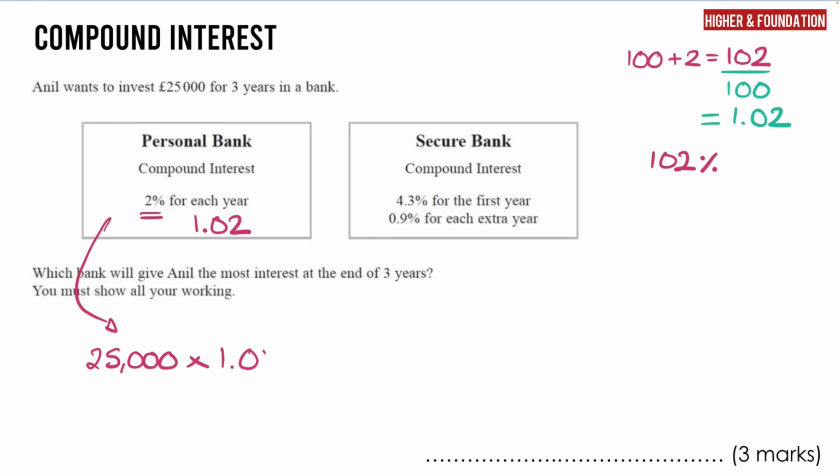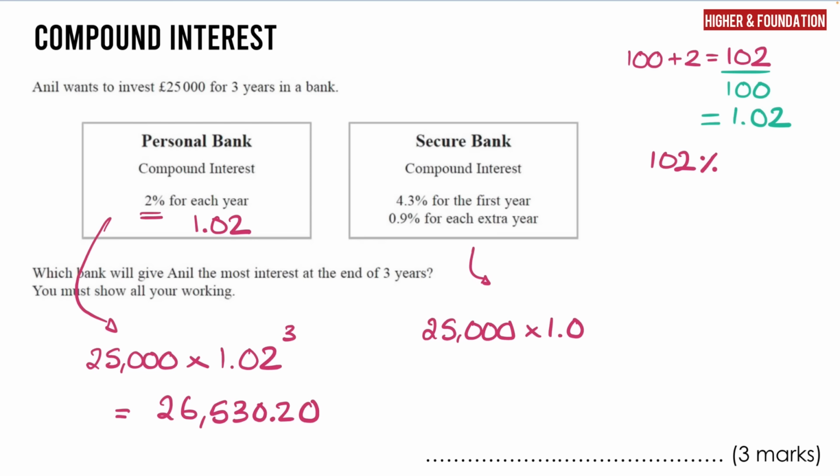So 1.02, and we want to put a power of 3 for 3 years. So 25,000 times 1.02 to the power of 3, and that comes out as a total amount of £26,530.20. For the other bank, we have 2 different percentages. So we'll have 25,000. This time we'll times by 1.0, and it'll be 43 for 4.3%.